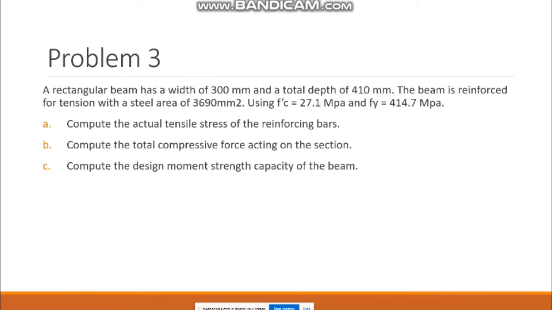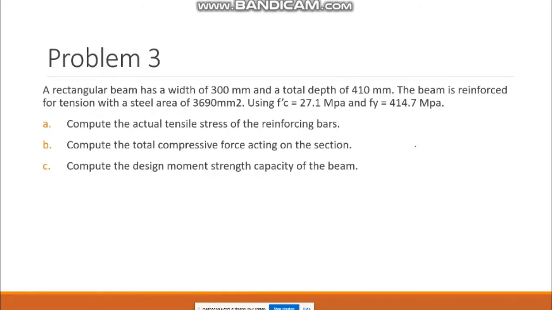So you have to calculate fs. Then calculate the total compressive force acting on the section, capital C, and then the design moment strength, the capacity of the beam. So, again, let's draw the figure.